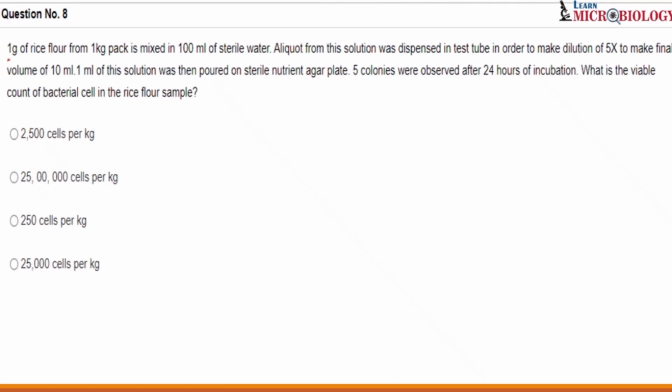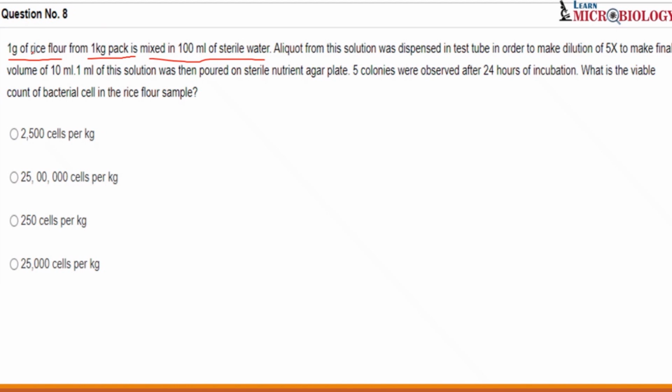Let's quickly move on, we'll do one more question. 1 gram of rice flour from a 1 kg pack is mixed in 100 ml of sterile water. Okay, forget about rice flour. You might all have done the viable count of a soil sample, right? You take the soil sample from a garden, take 1 gram and put it into 100 ml water, then take 1 ml from that, dilute it further with sterile dilution, finally plate it on a sterile plate, count the colonies, and back calculate the viable count. Remember, something similar to this is happening in this question.